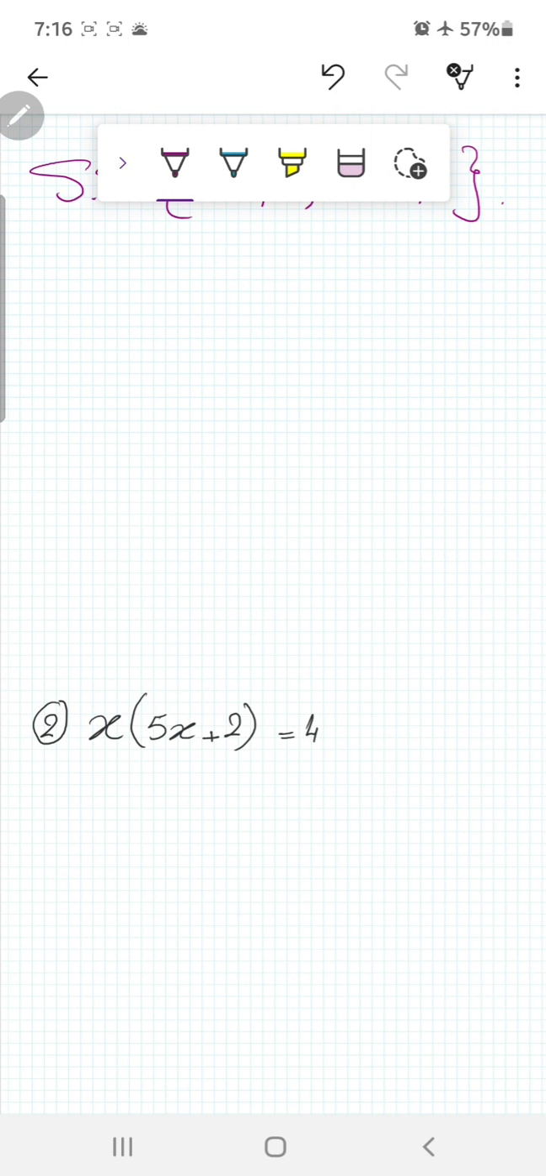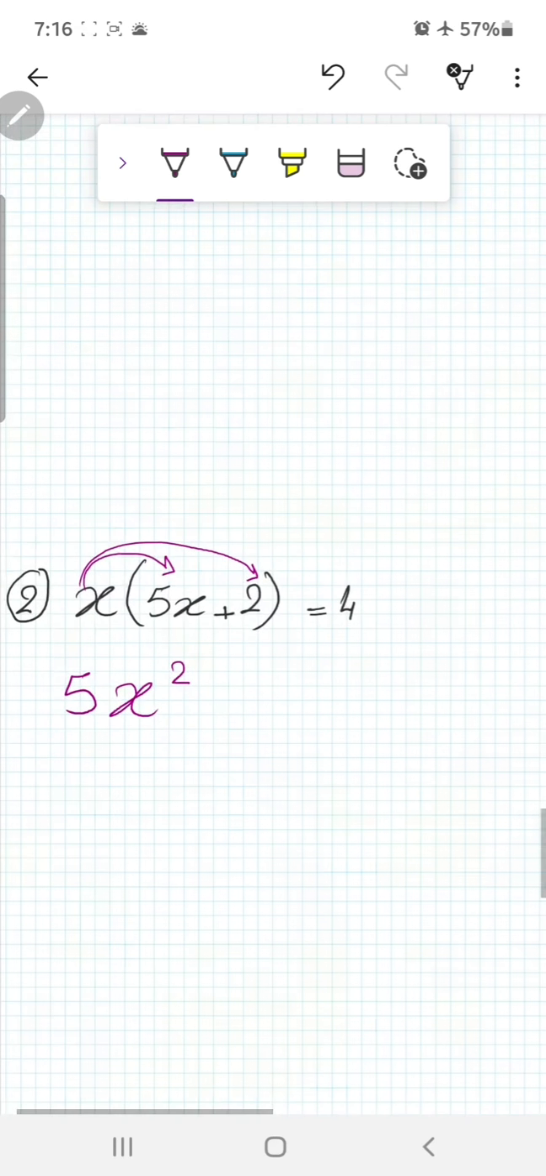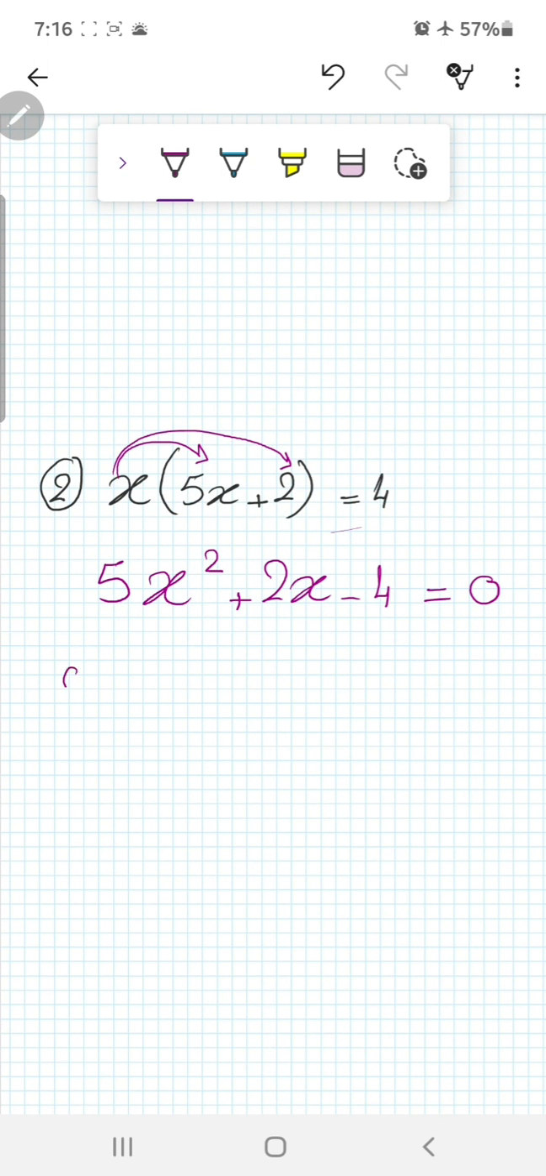Okay, let's take another example. Number 2, x times 5x plus 2 equals 4. Okay, first simplify. So 5x times x and x times 2. X times 5x will be 5x power 2. X times 2 will be positive 2x. Here we have 4. Move to the other side, it will be negative 4 equals 0. Okay, as we said, determine A, B, and C. A here is 5, B is 2, C is negative 4.